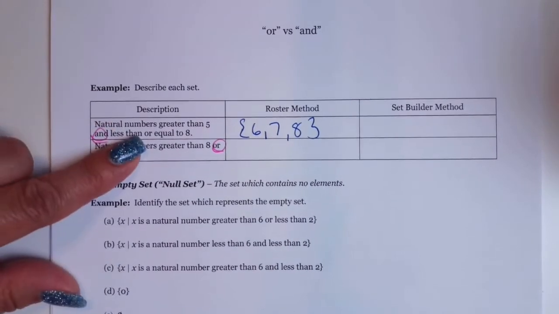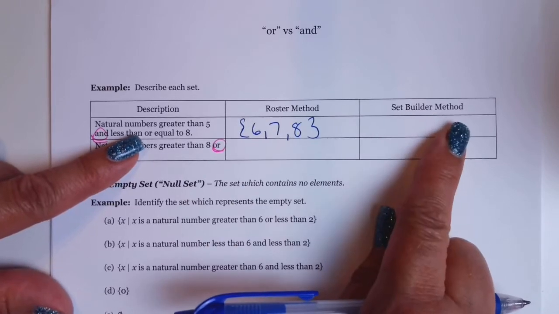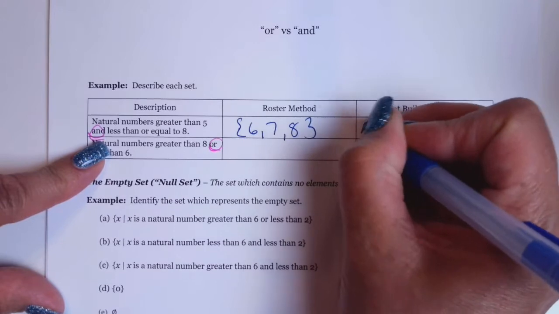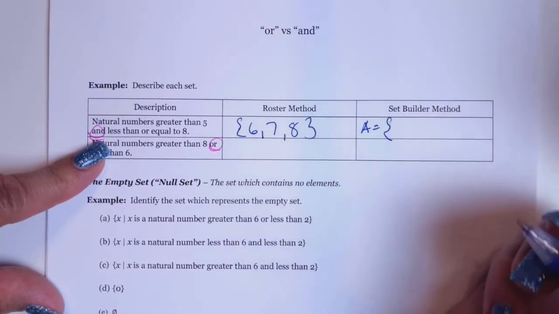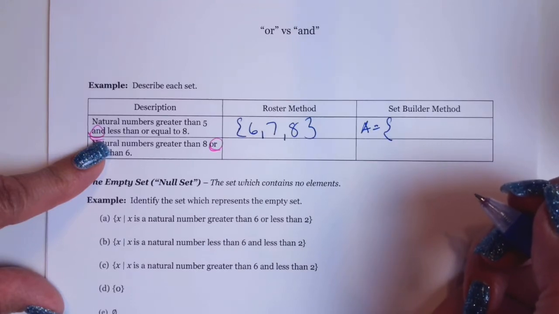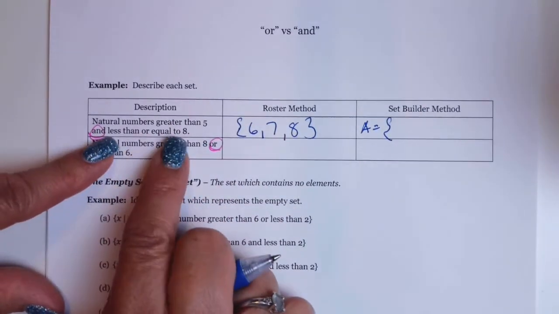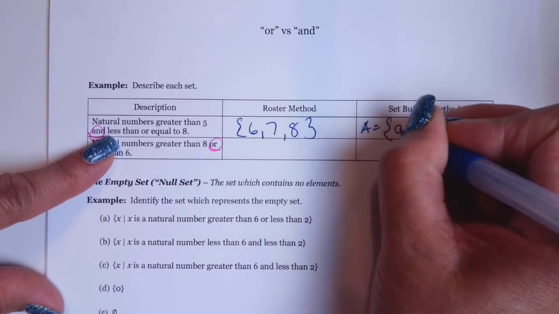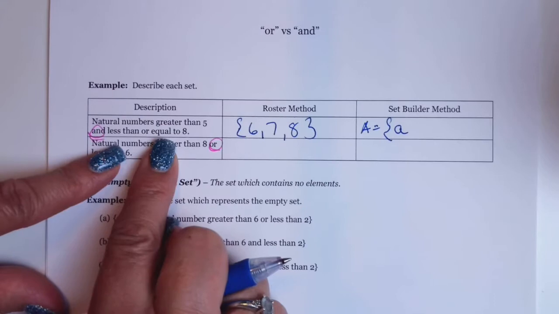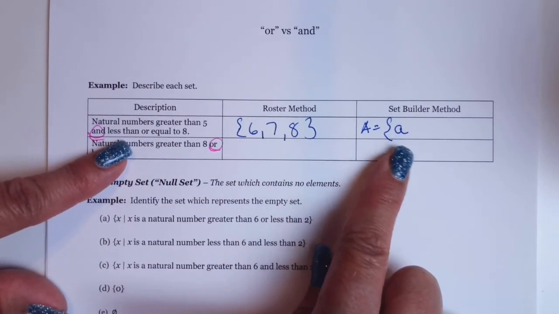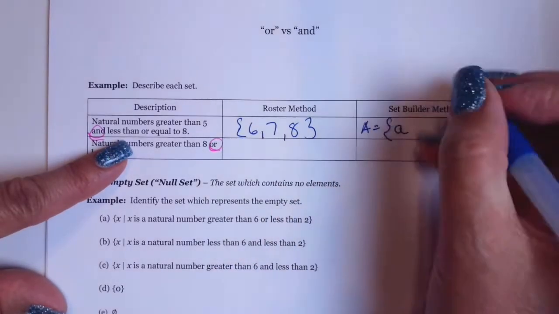Okay, so that was the roster method. Now we're going to write the set builder method. So again, we're just going to use, for example, A equals and open braces. I'm actually going to use a small a for the variable, since it really doesn't matter here. Most of the time we use x, but I'll show you that we can use others as well.